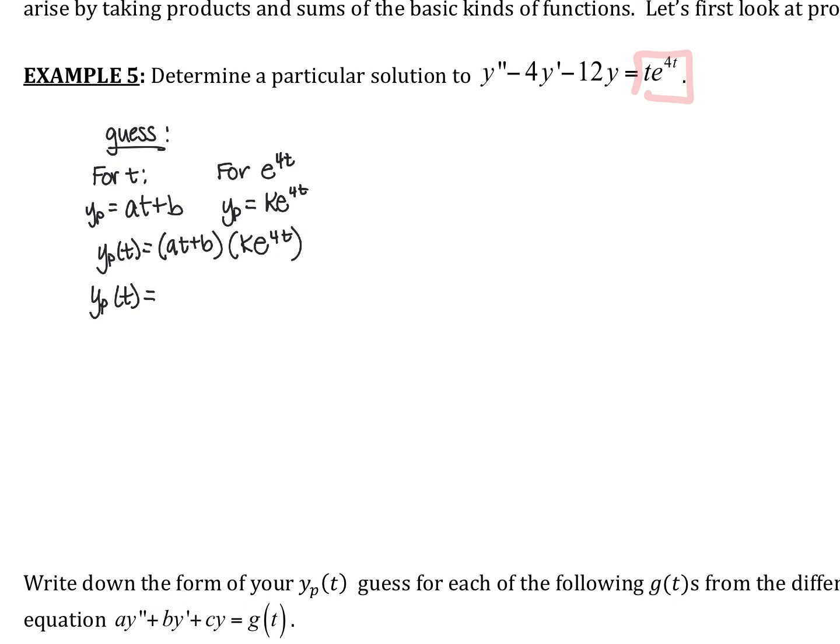When we multiply these, I just want to show you one thing to simplify it a little bit, because if you look at this right now, it becomes pretty hairy. When we distribute that ke to the 4t to both terms, we have kate to the 4t, K40.